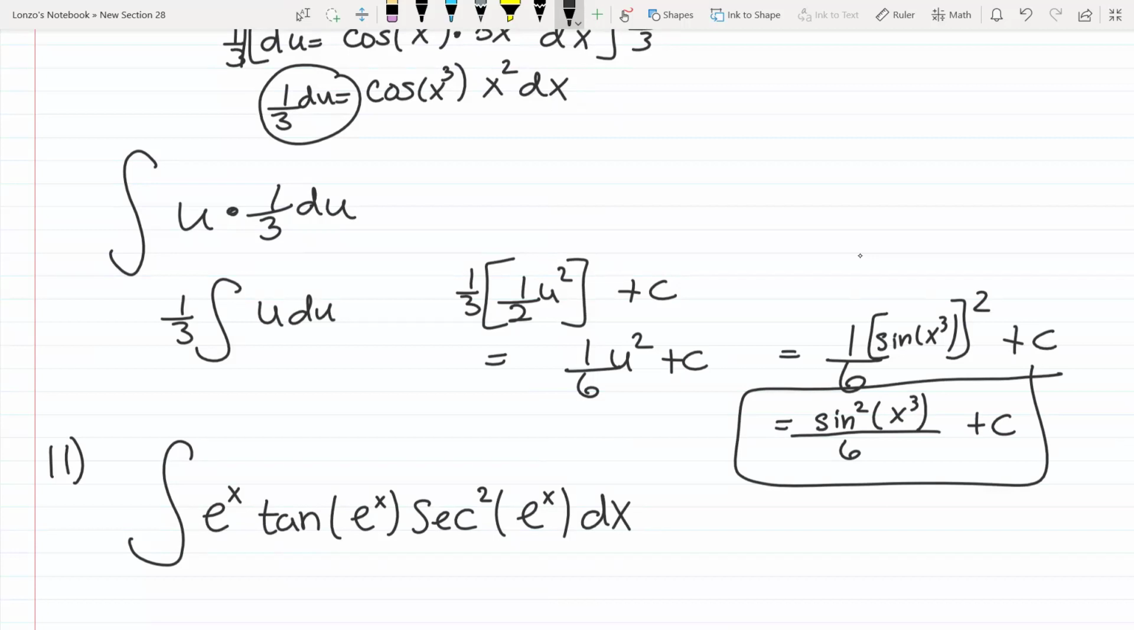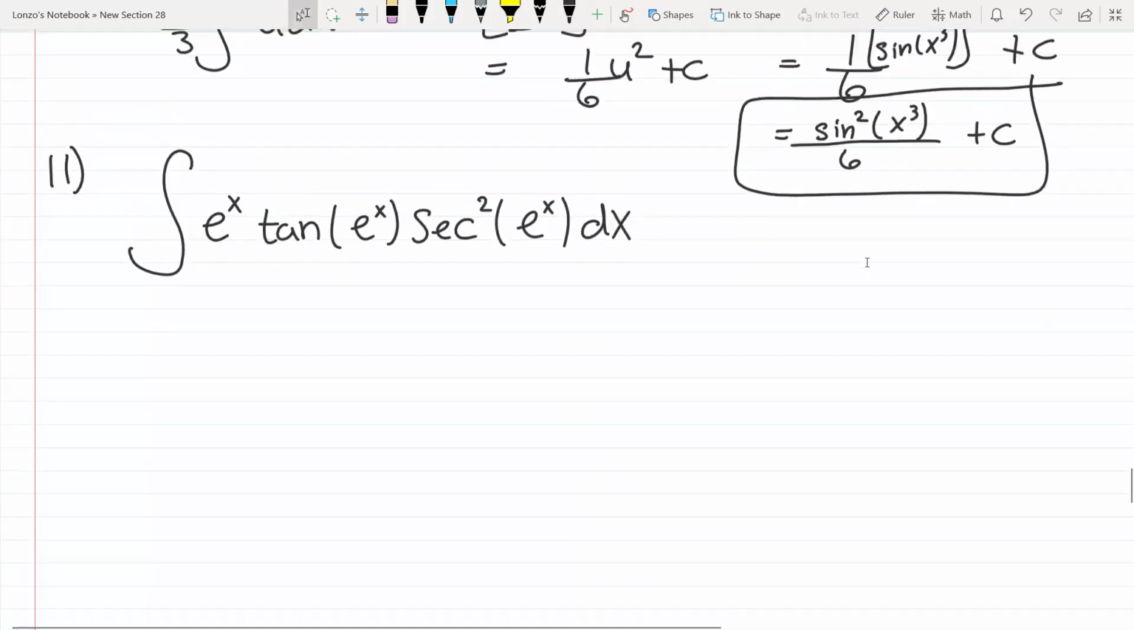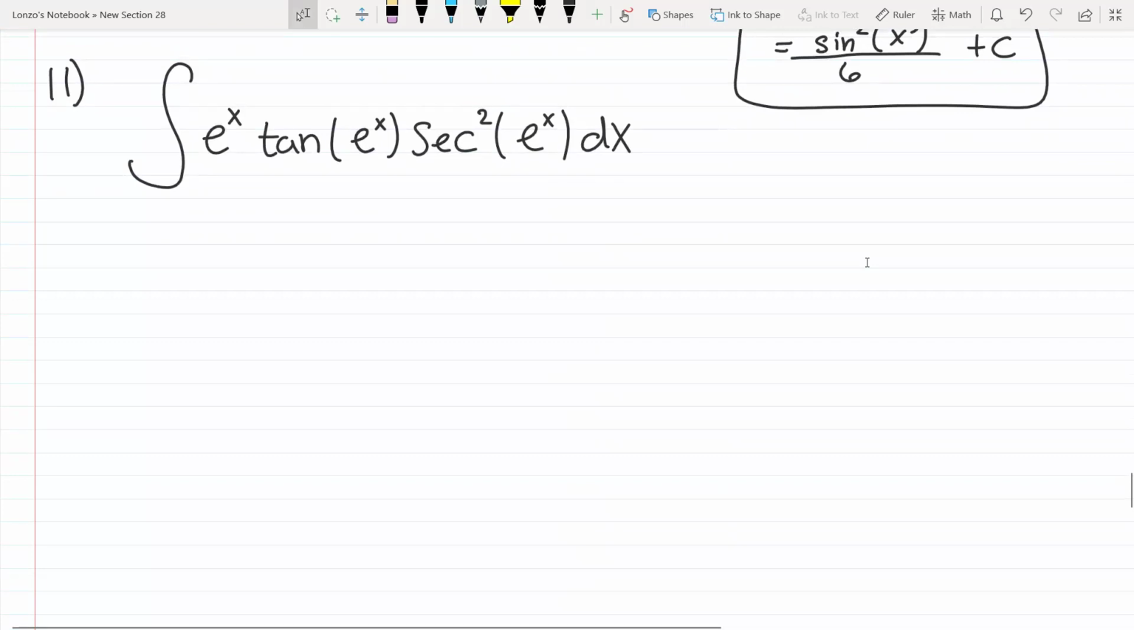11. Okay, so we have e^x tan of e^x times secant squared of e^x dx. Wow. Okay, so we're definitely going to do u substitution.